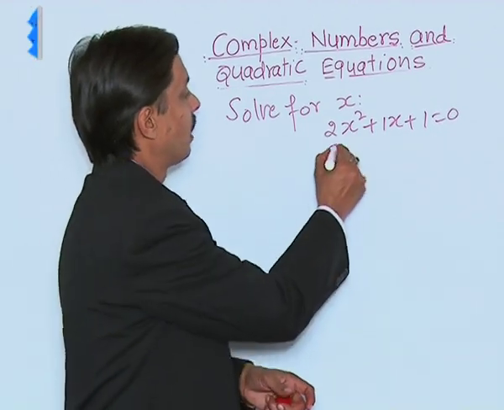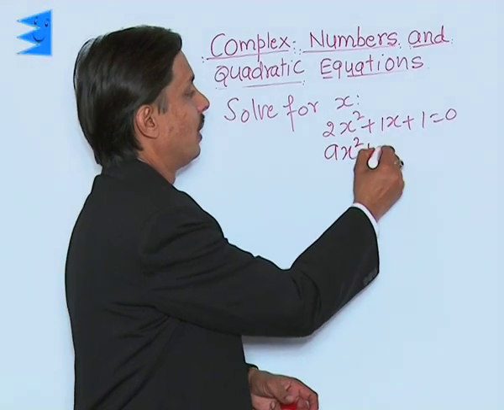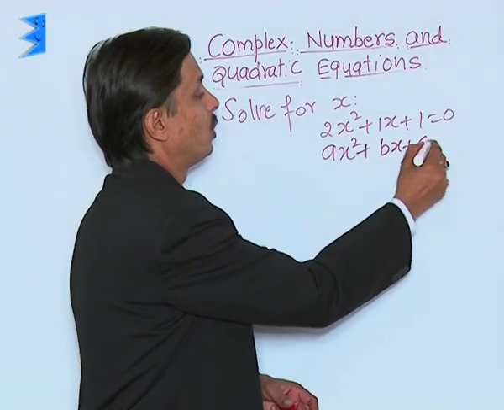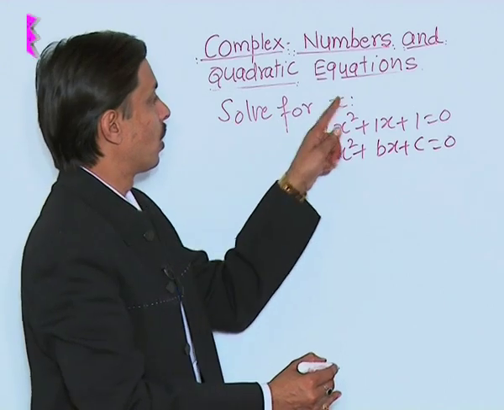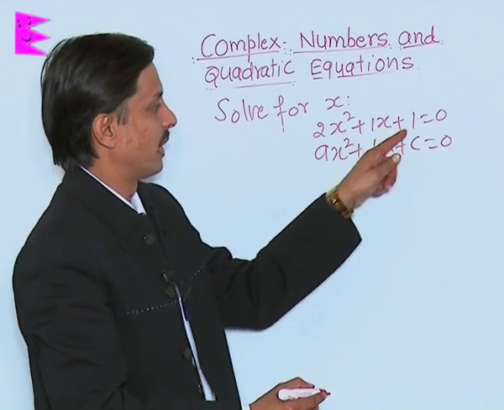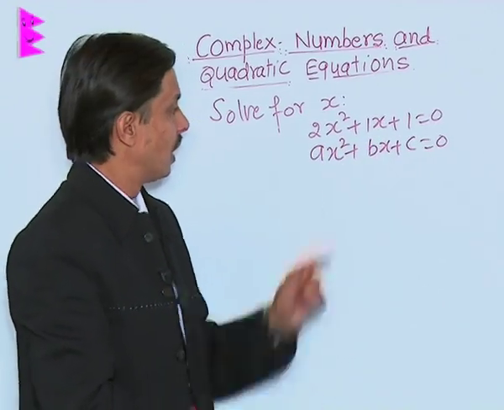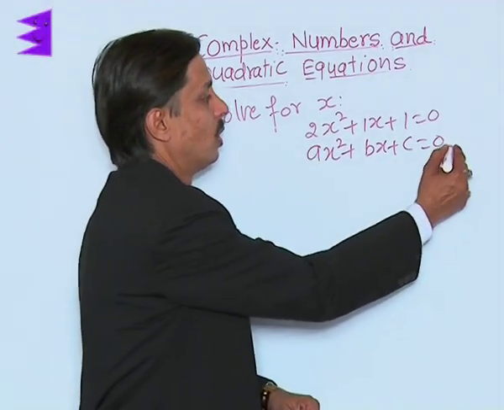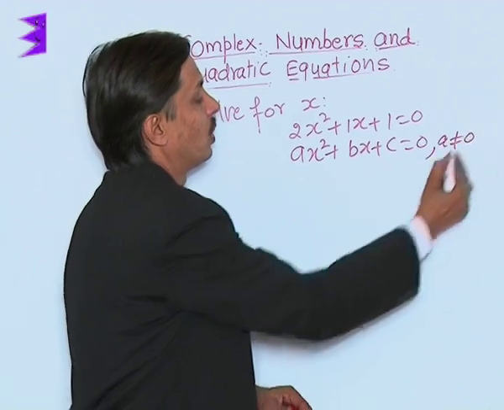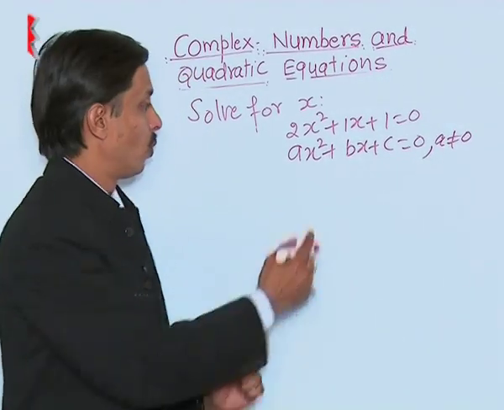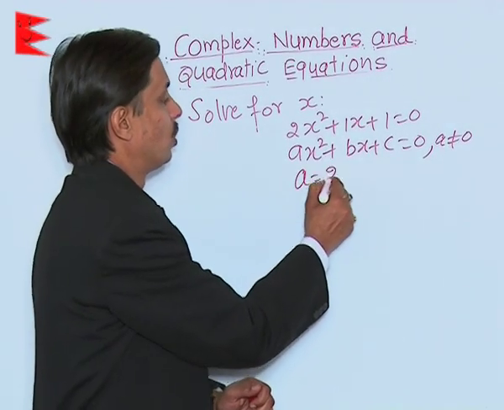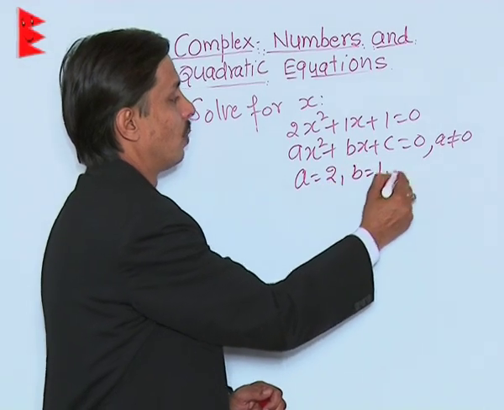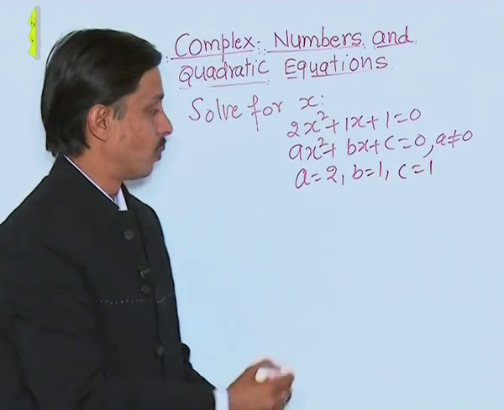Here, if I compare this given quadratic equation which we need to solve for x, 2x square plus 1x plus 1 is equal to 0, with ax square plus bx plus c is equal to 0, under the condition a is not equal to 0, then what is the answer of a? 2. Answer of b? 1. Answer of c is 1.